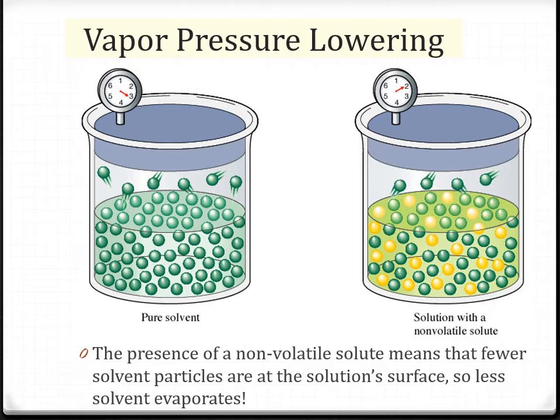From the diagram, we can see the vapor pressure of the pure solvent, which is 3 atm, for example. When there is addition of non-volatile solute, which is the yellow color, it will lower the vapor pressure to 2 atm. The presence of non-volatile solutes means that fewer solvent particles are at the solution surface, so less solvent can be evaporated.